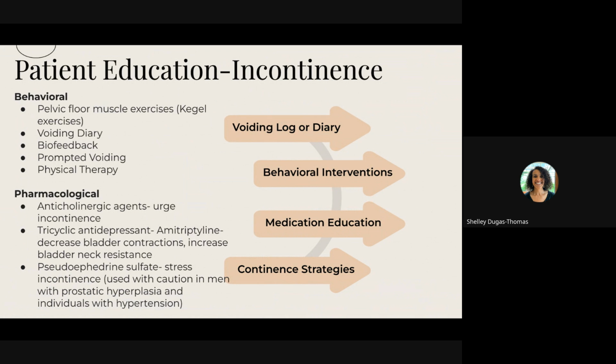Biofeedback uses sensors to help the client isolate and strengthen the muscles necessary for voiding. Prompted voiding involves urinating on a schedule, gradually increasing the time between trips to the bathroom. And finally, physical therapy can help with strengthening and retraining the pelvic floor muscles and improving bladder control.